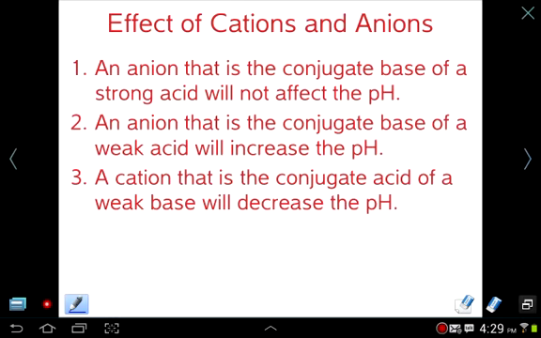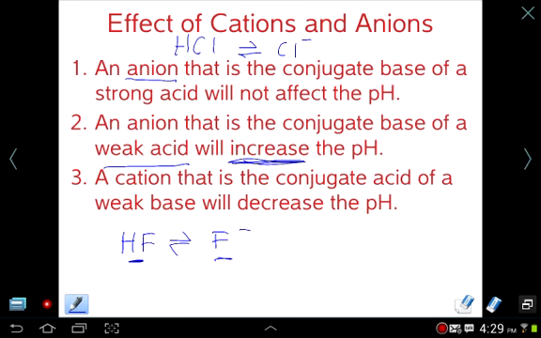An anion that is the conjugate base of a strong acid will not affect the pH. So HCl is a strong acid, and its anion Cl- won't have any effect on the pH. An anion that's the conjugate base of a weak acid will increase the pH, meaning if you have an anion like F-, from HF, which is a weak acid, well, because this is a weak acid, it'll produce a weak base as its conjugate, therefore increasing the pH, because recall, bases have high pHs.